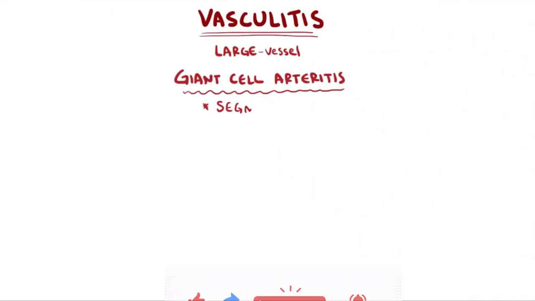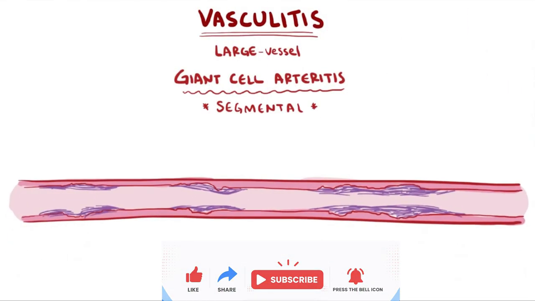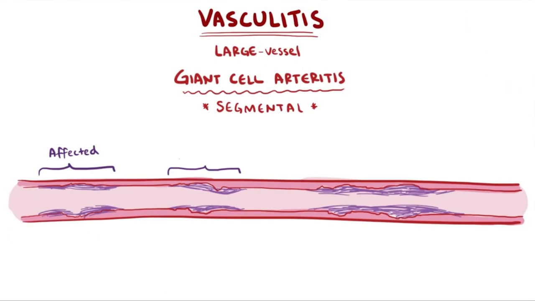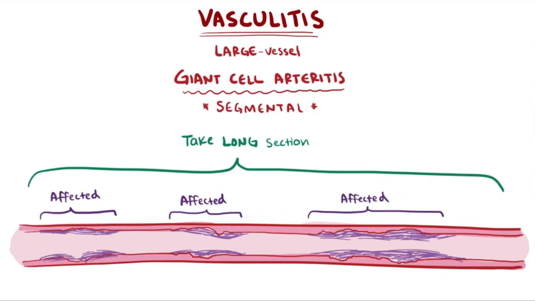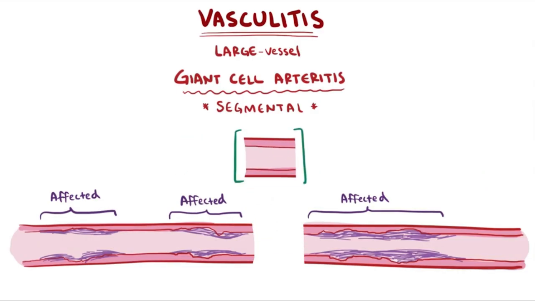Now, giant cell arteritis is segmental, meaning that if you look at the entirety of an affected artery, you'll see only sections of the artery that are actually affected. This means that when biopsies are done, you have to take a long section of the artery and examine it under a microscope. It also means that if you don't see any affected tissue, you can't for sure rule out the disease because it's possible you took an unaffected section of the blood vessel.